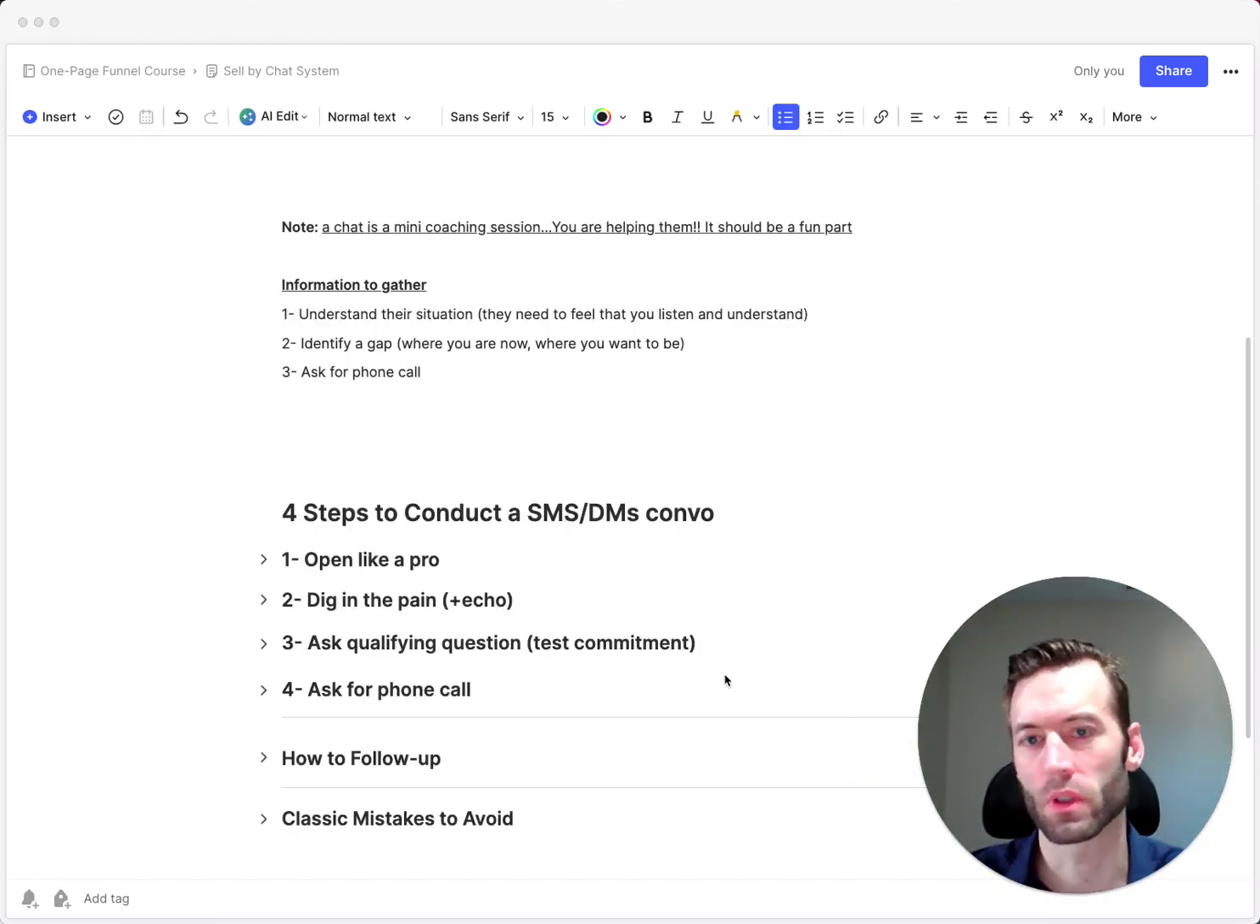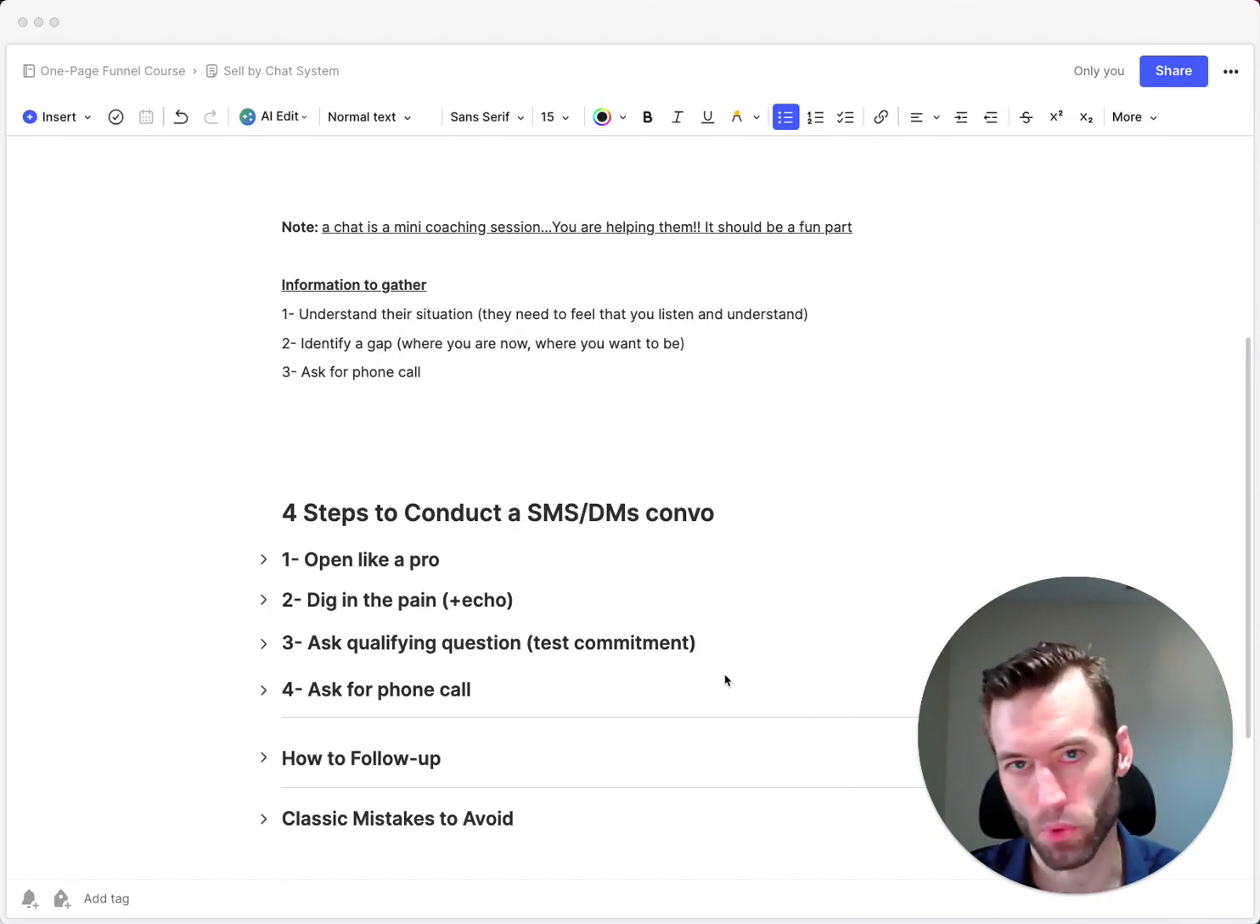Okay, so now we're going to see the 4 steps to conduct a successful SMS or DM conversation. First of all, you want to open like a pro. You want to dig into the pain, so you want to echo back what they're telling you. You want to ask qualifying questions to test their commitment, and you want to finish by asking for a phone call.